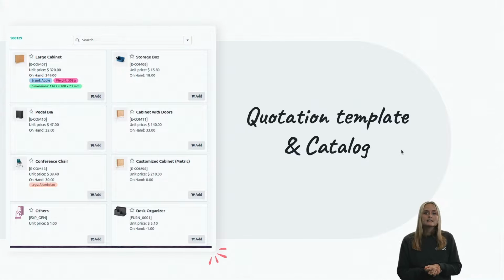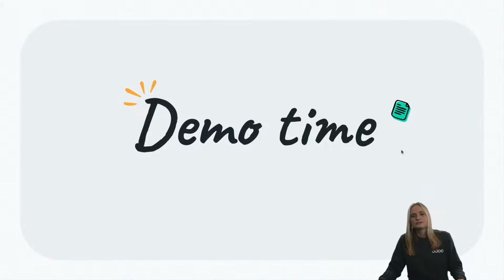And then secondly, the catalog. As you can see on the screenshot, it gives you a nice overview of all of your products, and you can add several products at once on your quotation. Let's show you this new quotation through a demo.